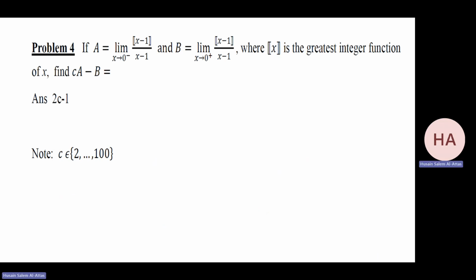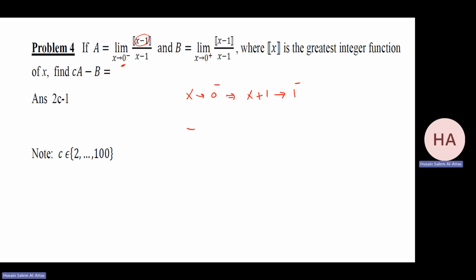A equals this limit and B equals this limit. What will be C, A minus B? Actually, I need to find A and B. If x goes to 0 from left, that means x plus 1 goes to 1 from left. That means this goes to 1 from left, point something.